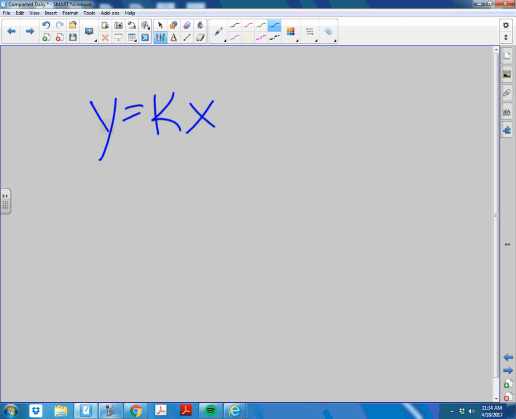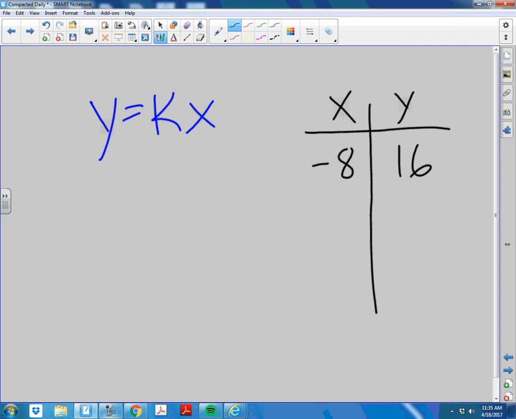How do you find the constant of variation? Alex? Y divided by x. And you need to make sure that every y divided by x represents the same number. Okay? Now, sometimes they're easy. You end up with an xy table, and you end up with, say, -8, 16, -4, 8, 0, 0, 4, -8. What's the constant of variation?